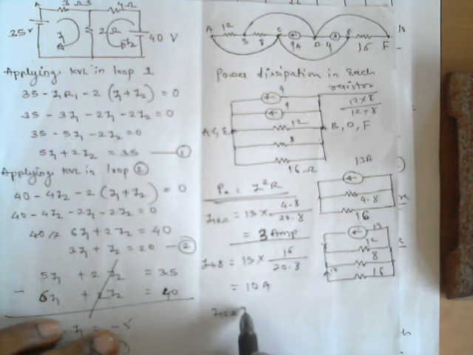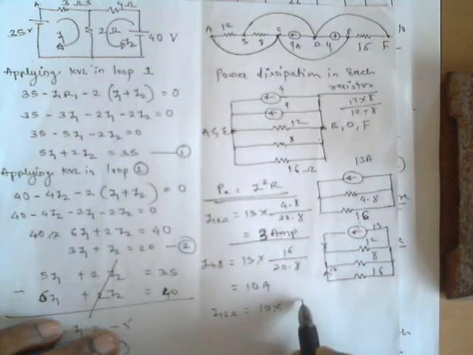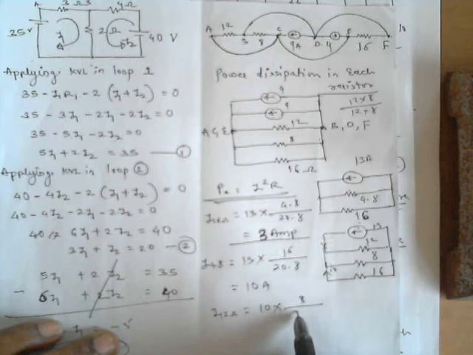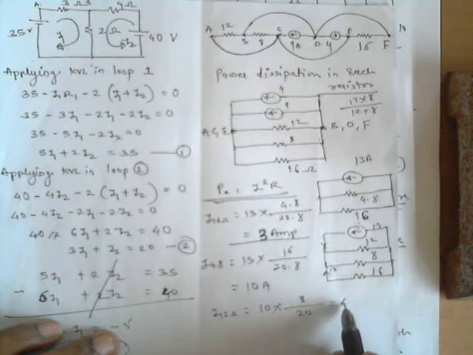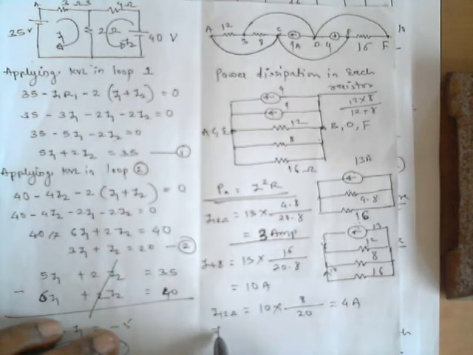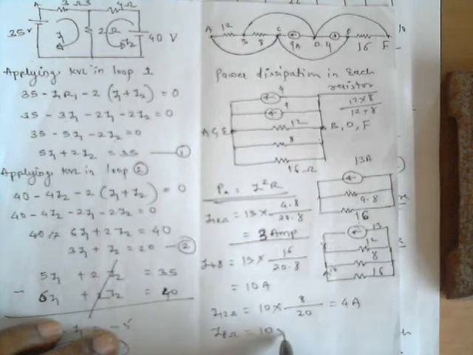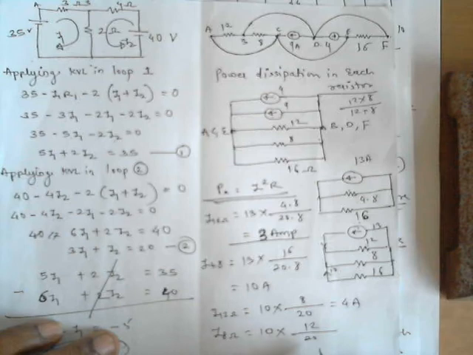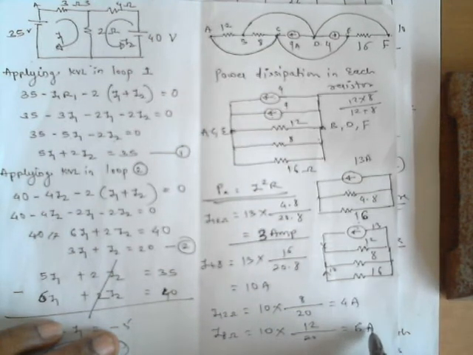Current through 12 ohm equals main current, which is 10, multiplied by the opposite resistance 8, divided by 12 plus 8, which is 20. So it is 4 ampere in 12. For 8: current through 8 ohm equals main current 10 into opposite 12 divided by both, right? 10 multiplied by 12 by 20, so it is 6 ampere.